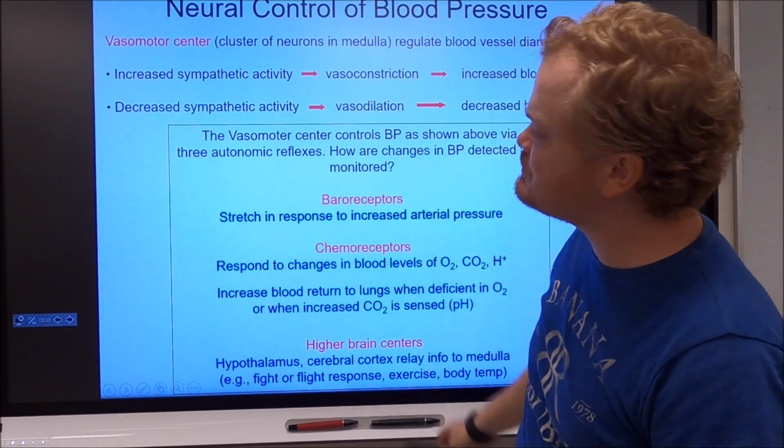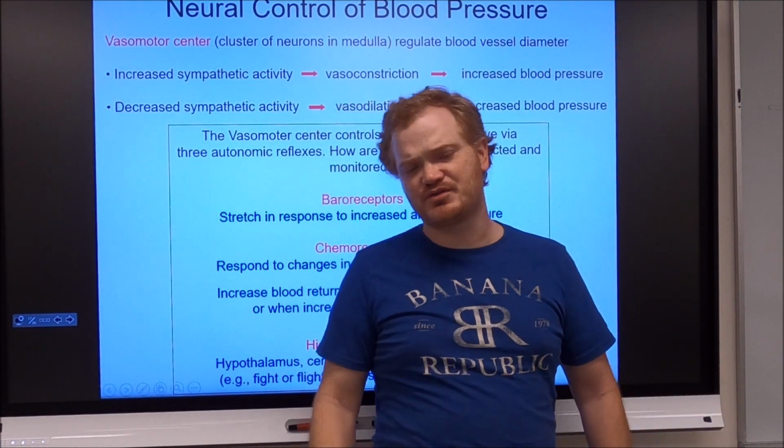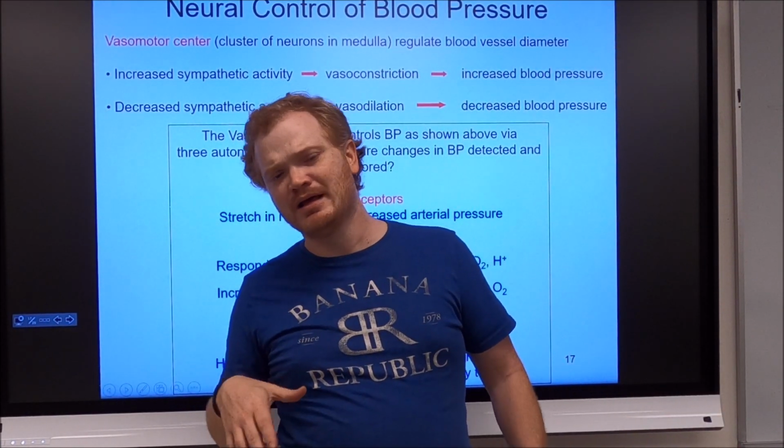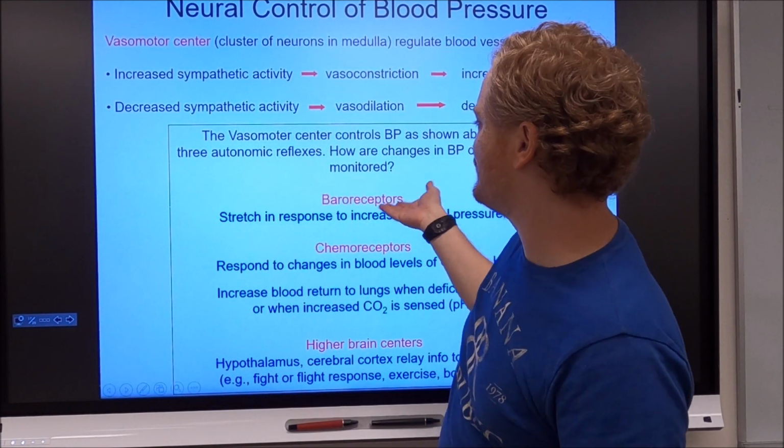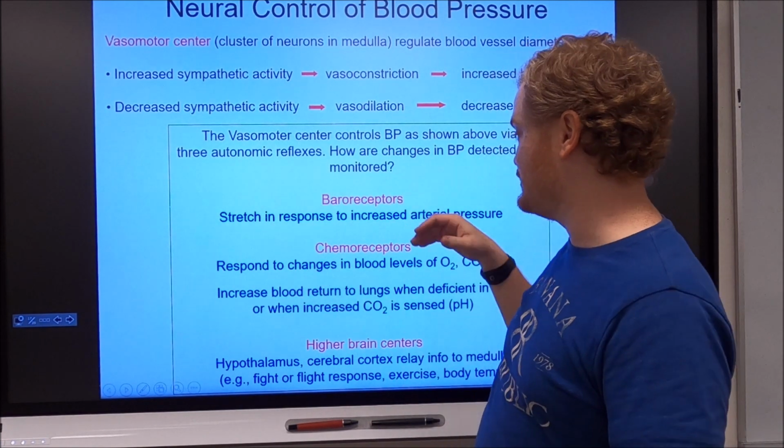We have baroreceptors. Baroreceptors are primarily found in like your aorta, and basically they sense stretch. Okay, the amount of stretch is going to be picked up by baroreceptors. You're going to be seeing these again, so you're going to be friends with them.